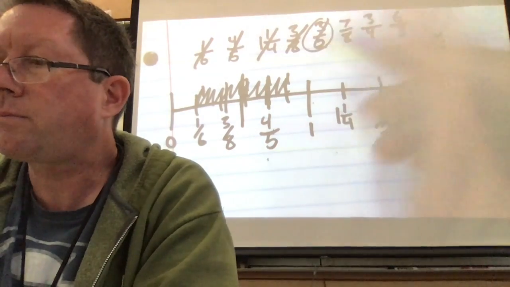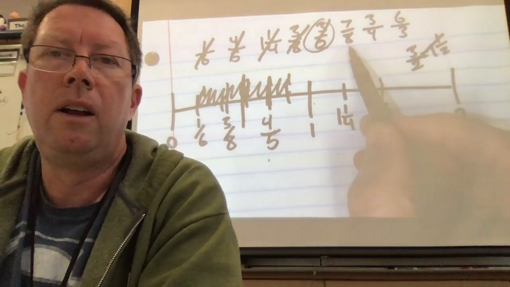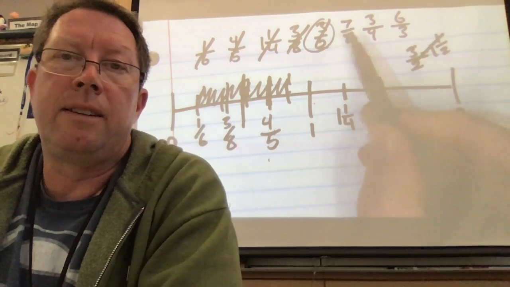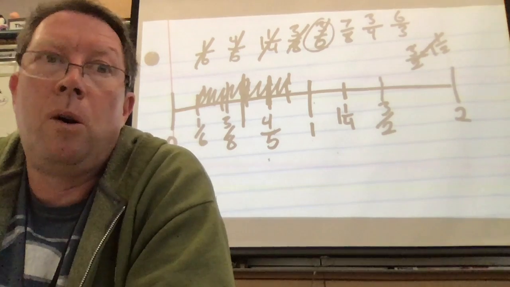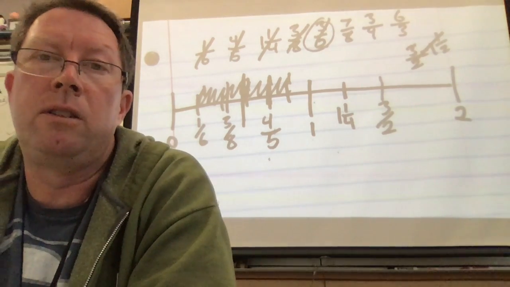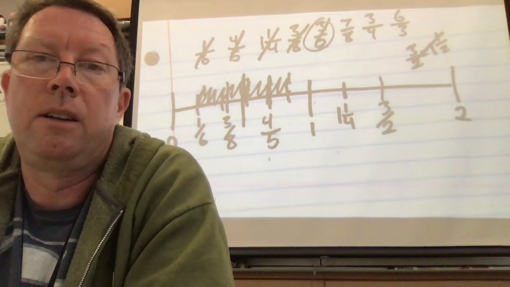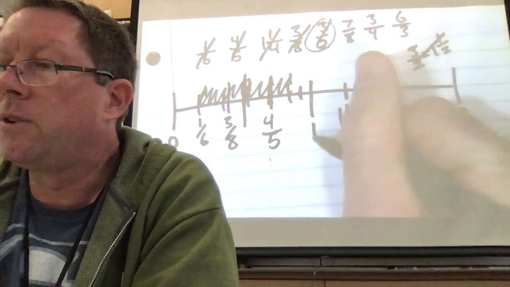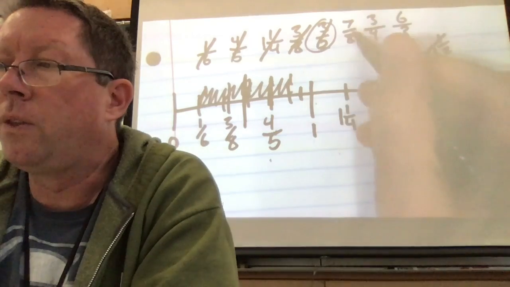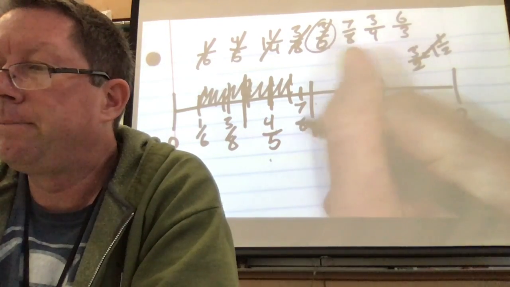That's that one. 7/8. 7/8 is looking logically to me like, wow, you've almost eaten the whole candy bar. You just had a little tiny piece left. So it's really close to the whole thing. So I'm going to put that really close to this 1. Didn't quite eat the whole thing, but close.